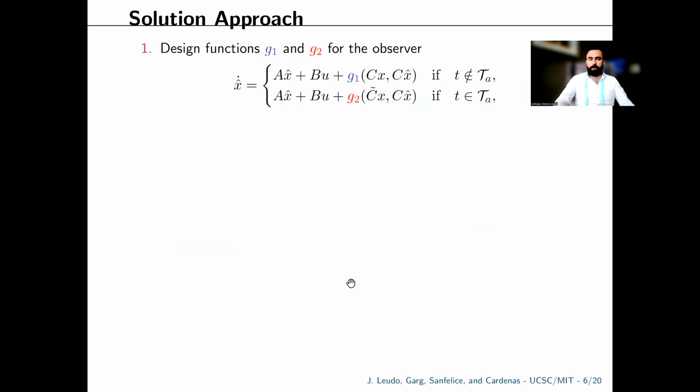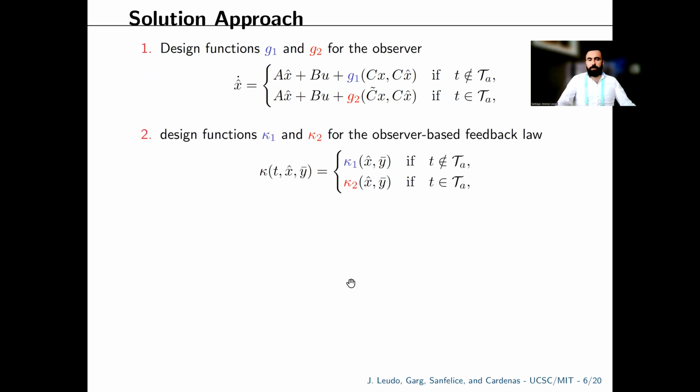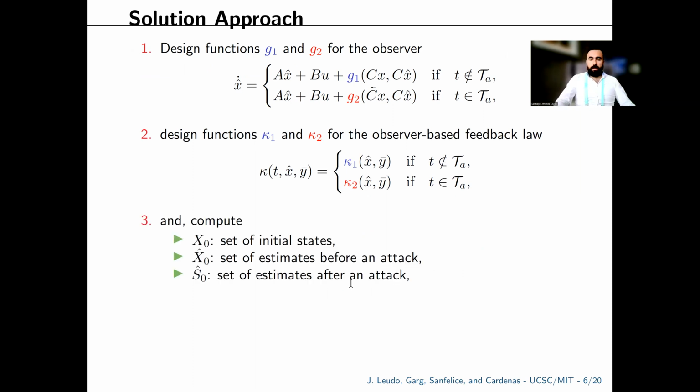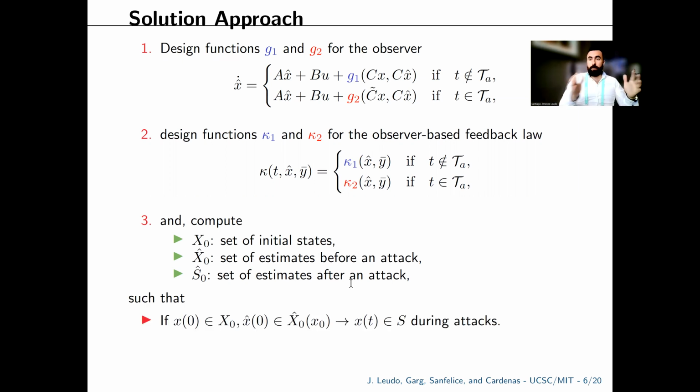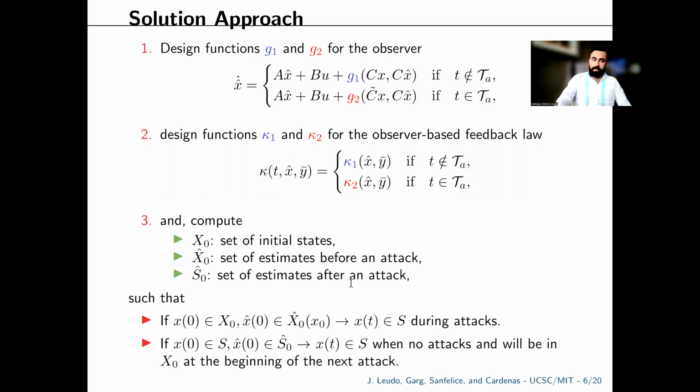This is the structure of our observer, where x hat is the estimator, and we want to design the functions g1 and g2. And this is the structure of our controller. We want to design the functions kappa 1 and kappa 2 that rely on the available information. We want to design the sets of initial states and estimates before and after an attack. If we properly initialize the state and estimation, we can guarantee that the trajectories will remain in S during attacks. The same thing we can guarantee when there are no attacks, but we will get ready for the next attack by ensuring that at the end of an interval with no attacks, we respect some bounds on the error.